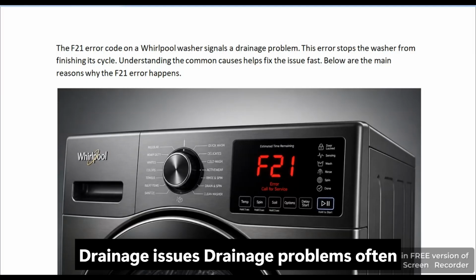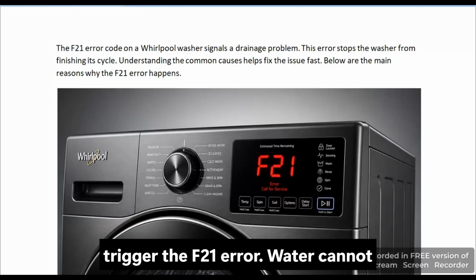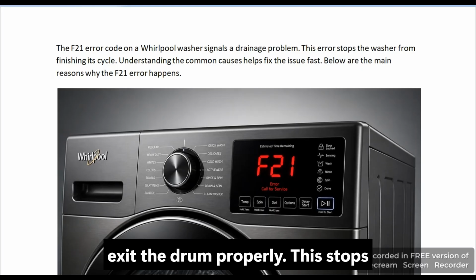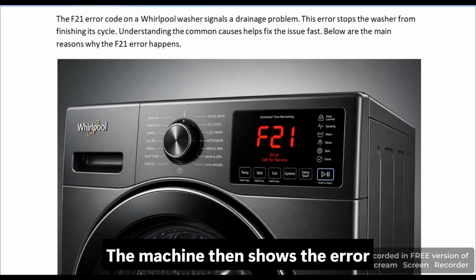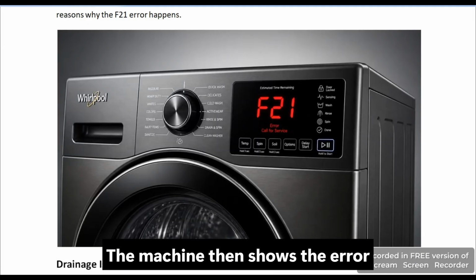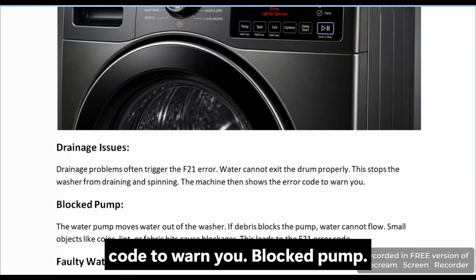Drainage issues. Drainage problems often trigger the F21 error. Water cannot exit the drum properly. This stops the washer from draining and spinning. The machine then shows the error code to warn you.